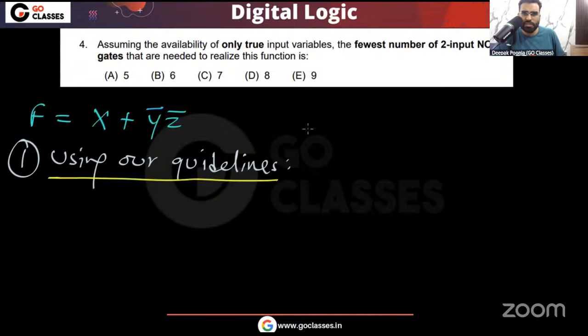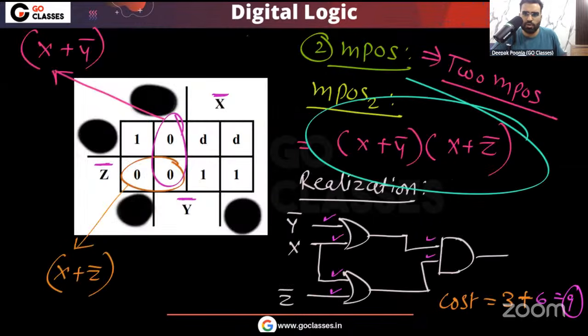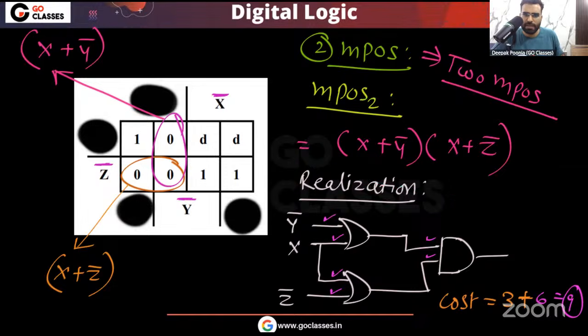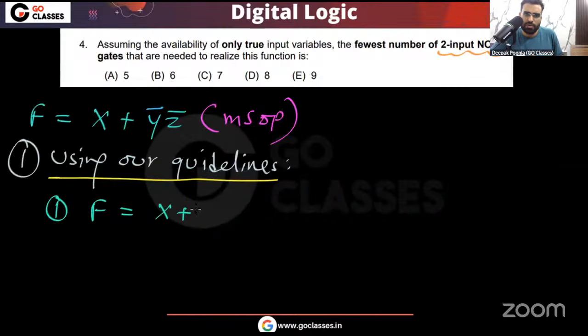In our guidelines, I told you that when the question asks you for minimum NOR implementation, then first you find the minimal POS form. This is minimal SOP form. And using our guidelines, what is the step number one? The step number one is that you find the minimal POS form. That also we have already found. The minimal POS form we have already found is X or Y bar and X or Z bar.